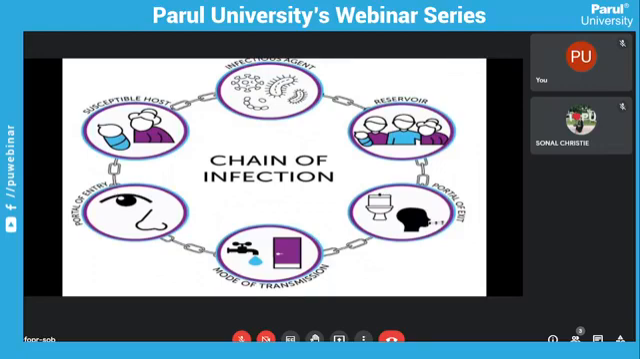Okay, so this is the chain of infection. Infection travels from the infectious agent to the susceptible host through these several 6 steps. I hope everyone understands the chain of infection.